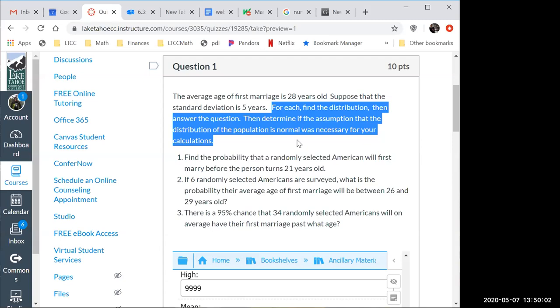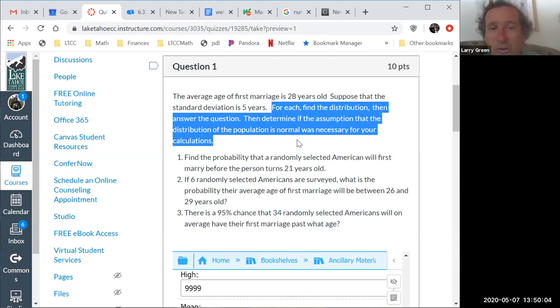100%. Exactly. Okay. Make a note of that. Okay. Practice these. Get good at them. So you need to be able to find the distribution, answer the question, and determine if the assumption that the distribution of the population is normal was necessary for your calculation. I guarantee it will be on your exam, and not only that, I guarantee it'll be in your final exam too. It's that important. Got it?